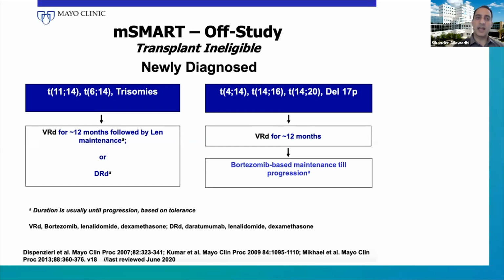If somebody has standard risk disease, and we've, for example, talked about 11-14, trisomies, etc., then it's still appropriate to start on that similar sort of regimen. There's nothing wrong about it. And it's also very reasonable to consider other regimens, like daratumumab lendex that is also approved. So again, there is no reason to say that one is the absolute right choice for one category.